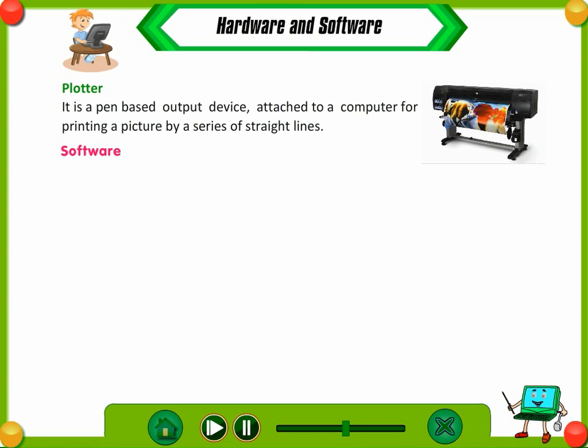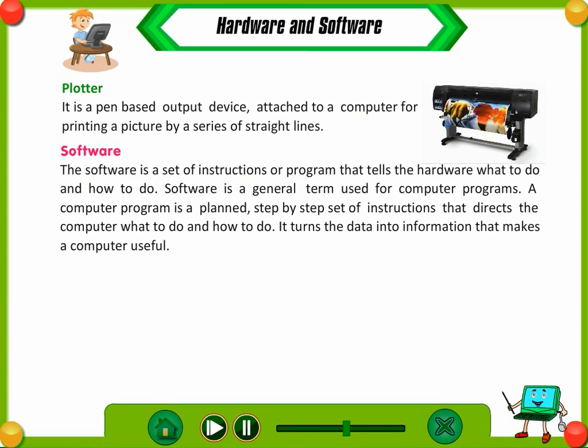Software. The software is a set of instructions or programs that tells the hardware what to do and how to do it. Software is a general term used for computer programs. A computer program is a planned, step-by-step set of instructions that directs the computer what to do and how to do it. It turns the data into information that makes a computer useful.